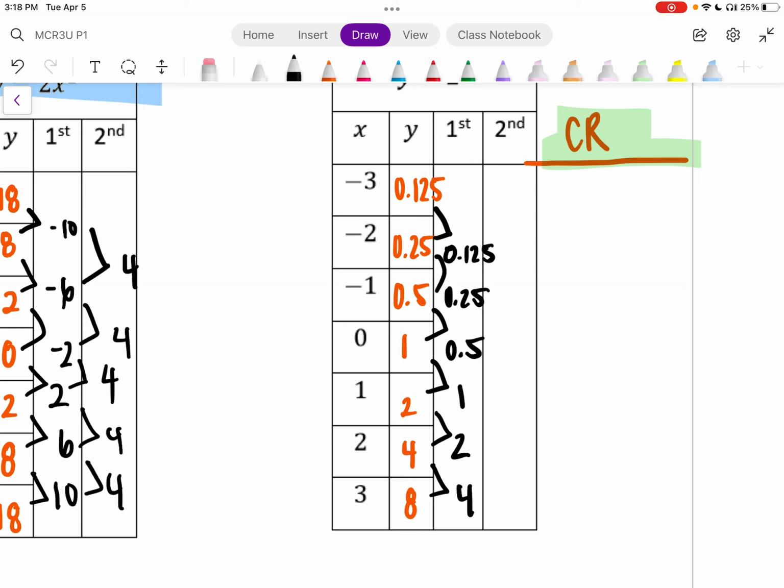Notice how they're not the same. And if I was to actually find the second differences, they wouldn't be the same either. So you'll notice that here.